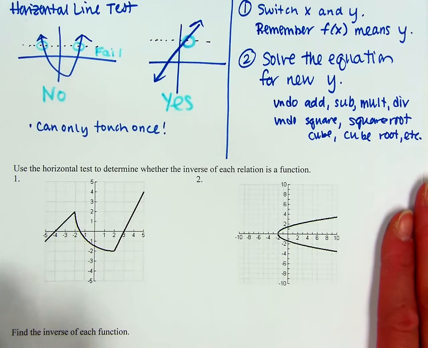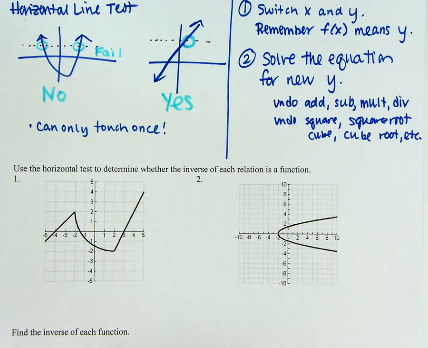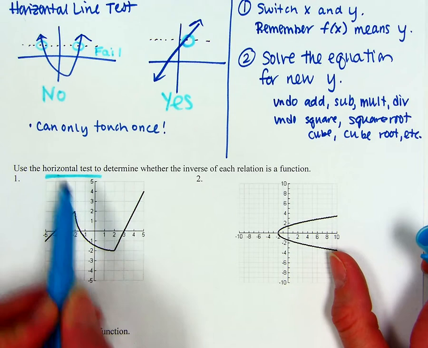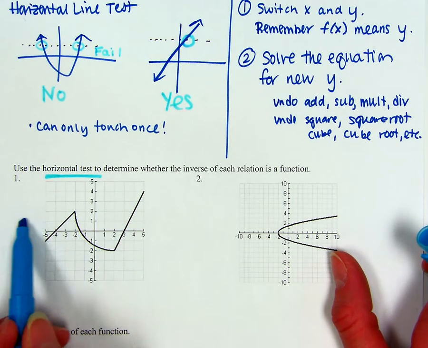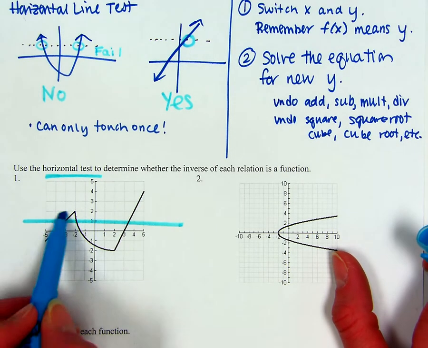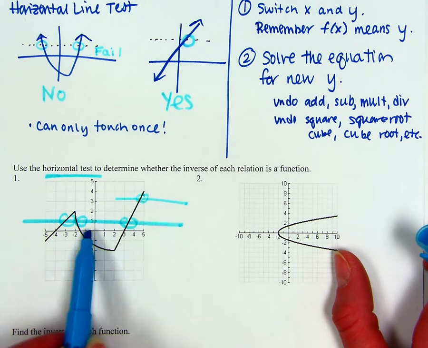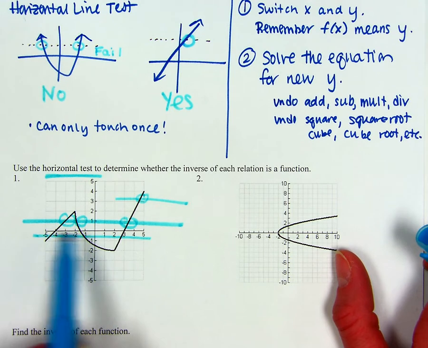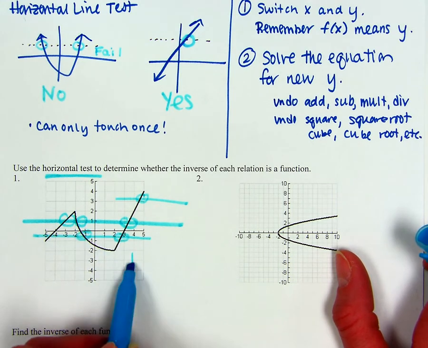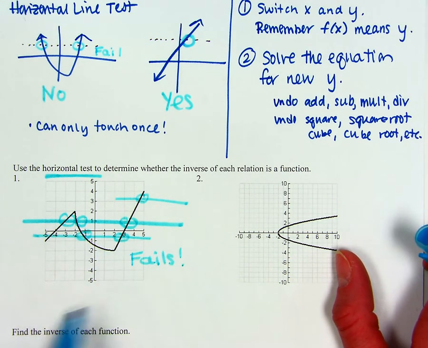All right, so it says use the horizontal line test to determine whether the inverse of each relation is a function. Horizontal lines go left to right. So if I drew a horizontal line, it can touch only once. Even if I drew this horizontal line here and it touches only once, that's okay, but if anywhere it touches more than once, then it fails, right? So that is a no.